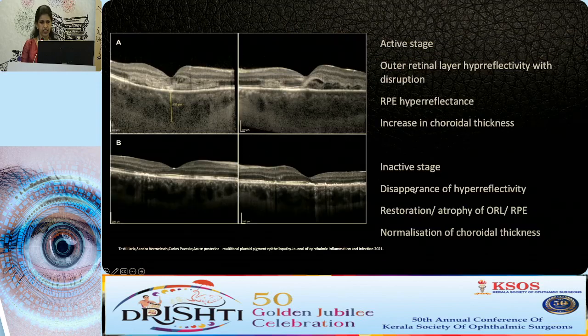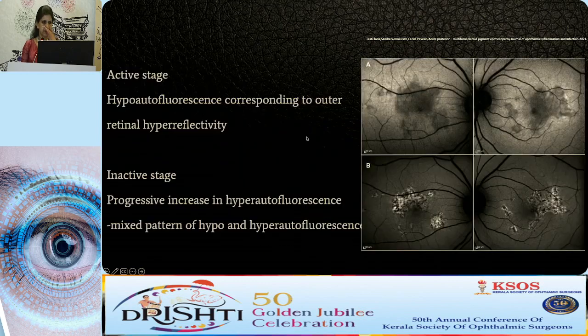In the inactive stage, there is disappearance of the hyperreflectivity and there may be restoration, partial restoration or atrophy of the outer retinal layers with normalization of the choroidal thickness. On FAF, you have hypoautofluorescence corresponding to the outer retinal hyperreflectivity. In the inactive stage, you have progressive increase in the hyperautofluorescence. So you have a mixed pattern here.